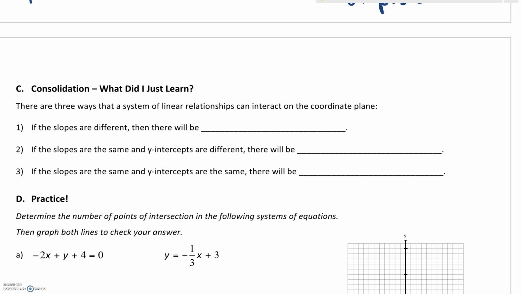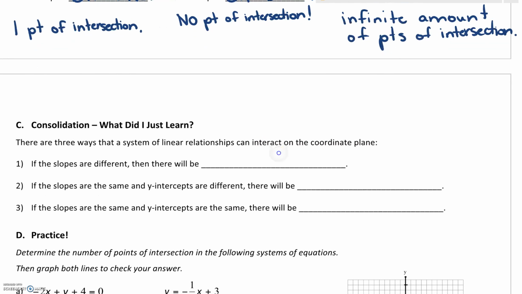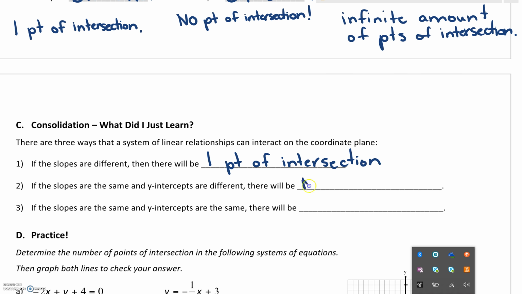Okay, so there are three ways that a linear system can interact on the coordinate plane. If the slopes are different, and we go back up here, that means that there will be one point of intersection. So we already kind of discussed. We're just going to rewrite it for your notes. If the slopes are the same, but the y-intercepts are different, then there will be no points of intersection, or 0 points of intersection.